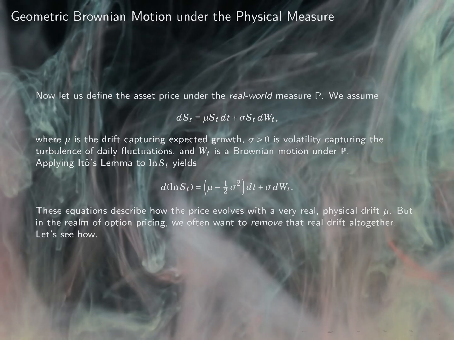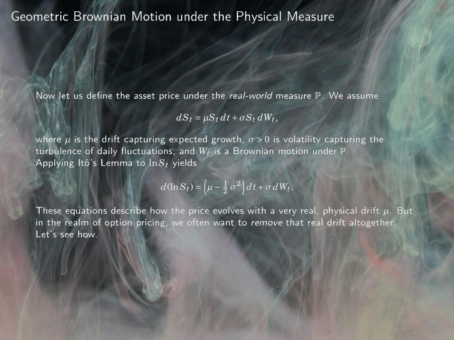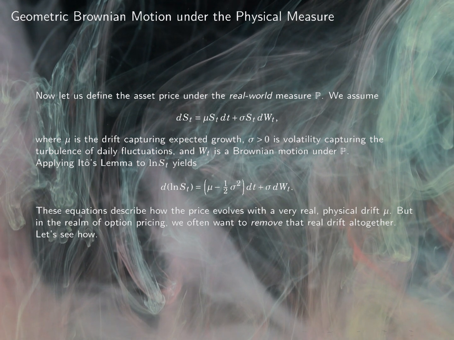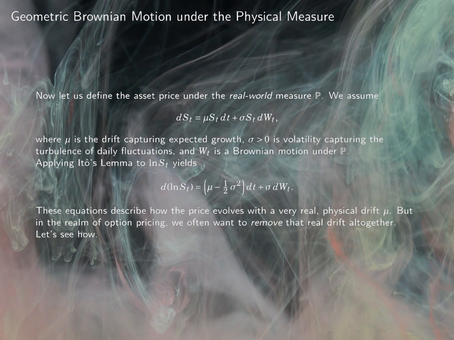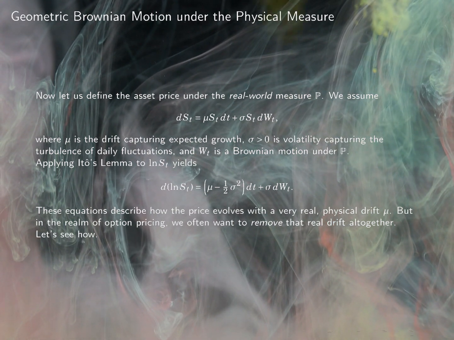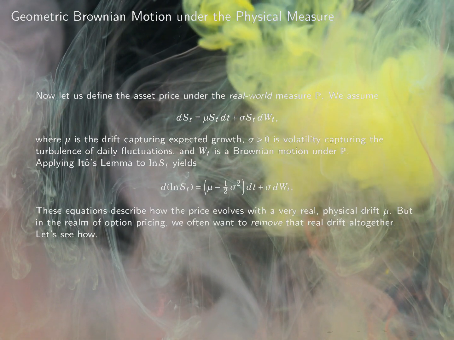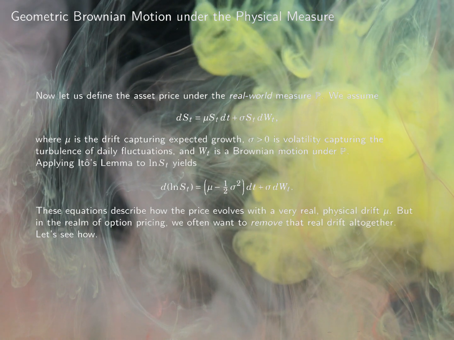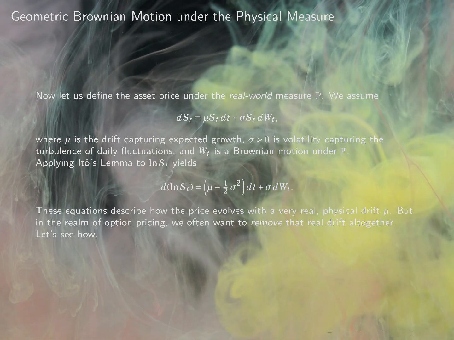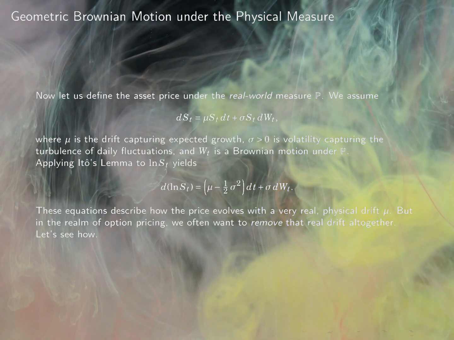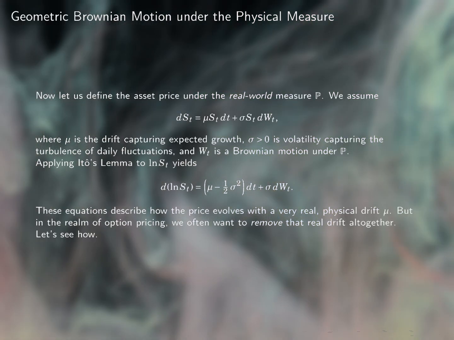Let's now describe how a risky asset moves in the real world, the world under the probability measure capital P. The price process evolves according to a stochastic differential equation: dS sub t equals mu times S sub t dt plus sigma times S sub t dW sub t. Here, mu is the real-world drift, the average expected return of the asset. Sigma is the volatility, capturing the randomness or turbulence we see day to day. W sub t is Brownian motion under the real-world measure capital P.